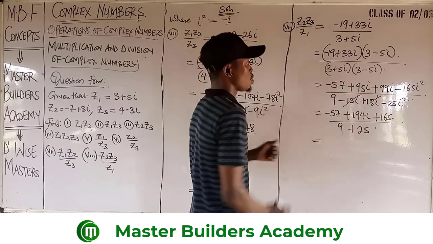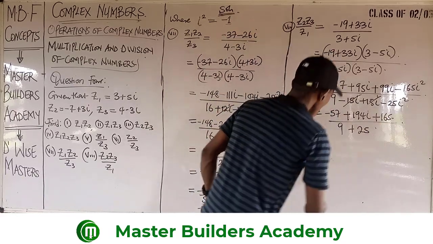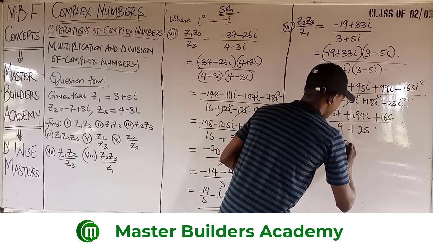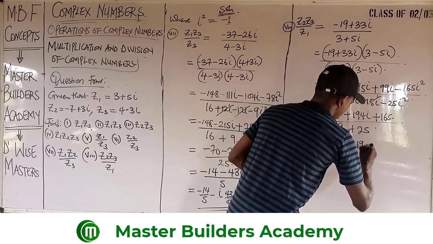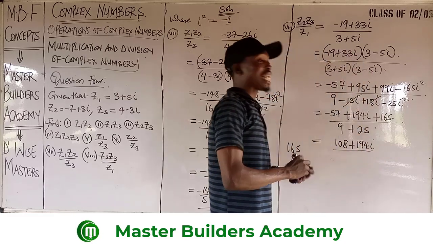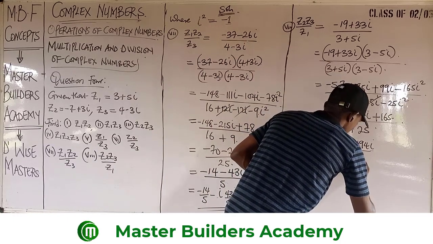So all we need to do now is to remove 57 from 165. We have 108. So this will give us 108 plus 194i all over, if we add 9 to 25, we have 34.